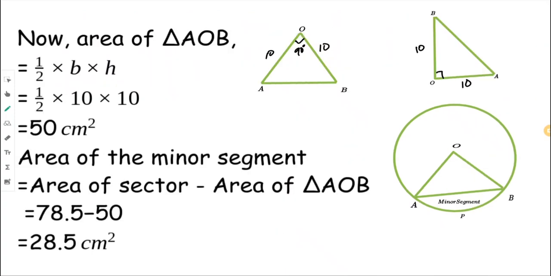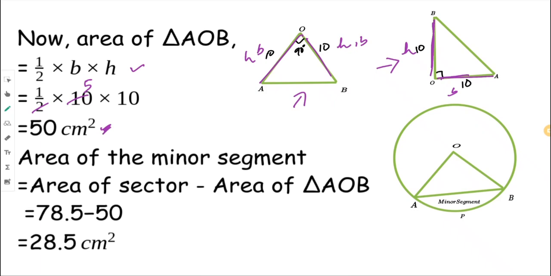Which means in this triangle there will be a height and a base. If I twist it around, it will look something like this. The height is here and this is the base. So the formula will simply be half into base into height. This can be your height and this your base, or the other way around. It's up to you. They are both the same, OA and OB. OA is 10, OB is also 10. So 10 into 10 divided by 2, I'm going to get the area of the triangle to be 50 centimeter square.